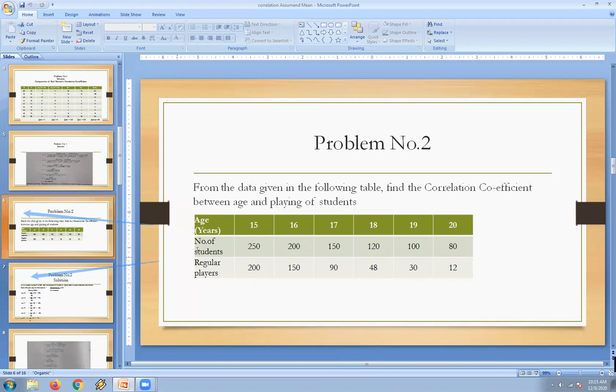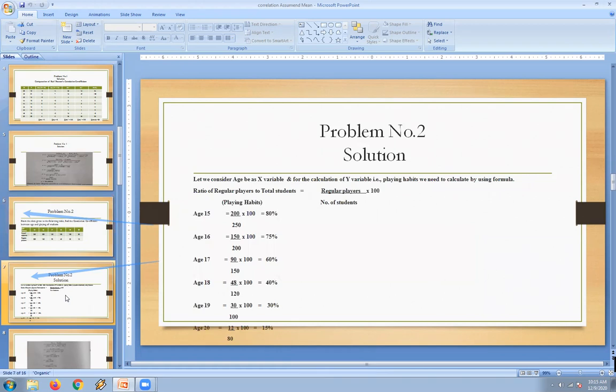Now, in the question there is no playing of students given. They have given the number of students and regular players. In that case, we have to assume x as the age of the students and y as the playing of students, and then we need to calculate the values of the y variable.